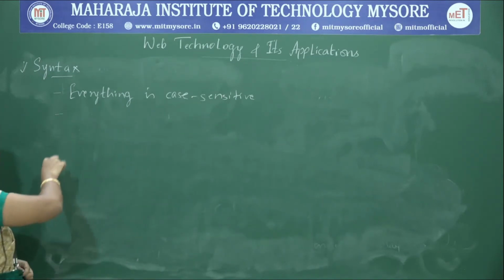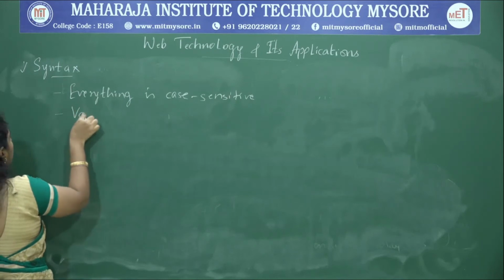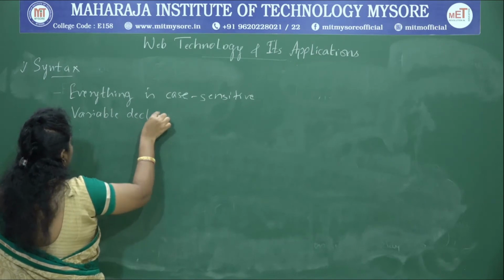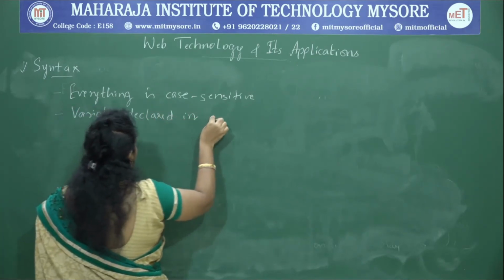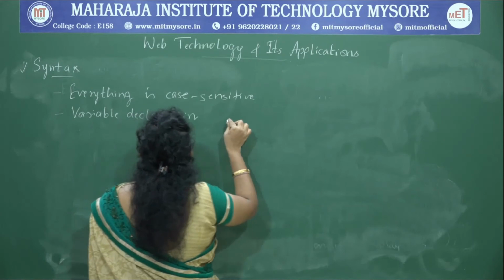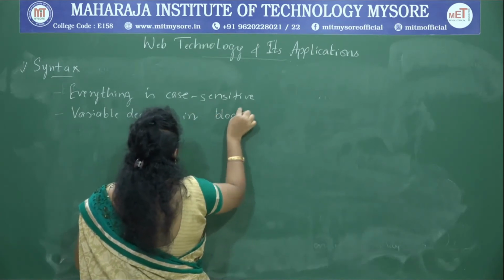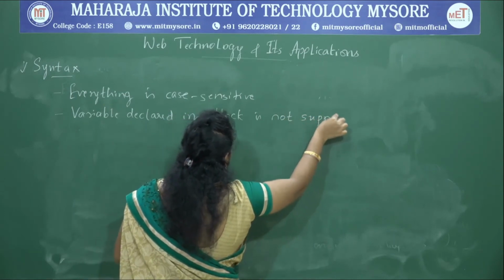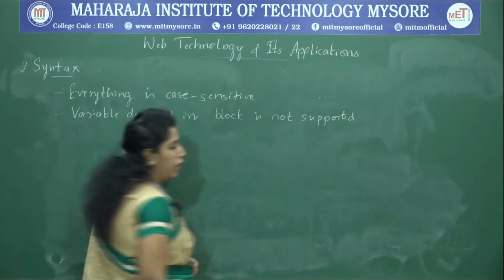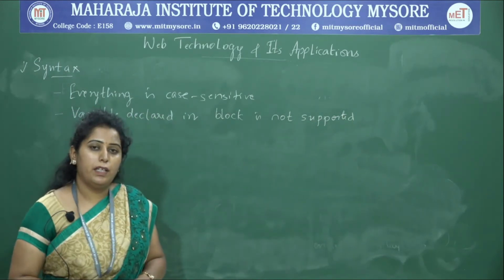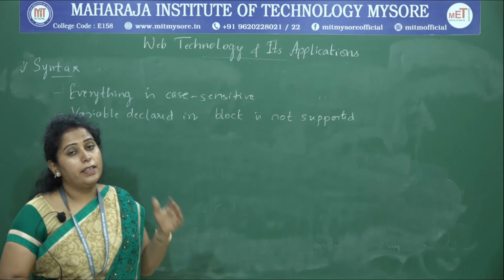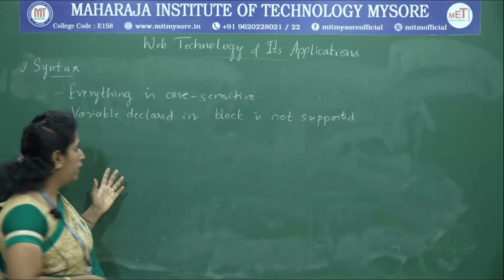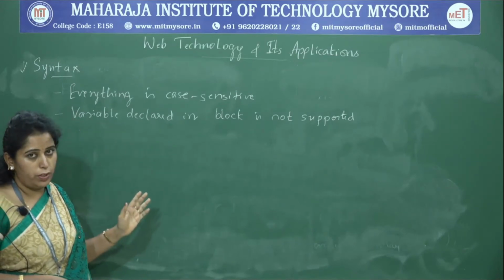Second one is, variables declared in a block are not supported. In the sense, if you have declared a variable inside a loop, that variable is accessible outside the loop also. That is what variable declared in block is not supported.